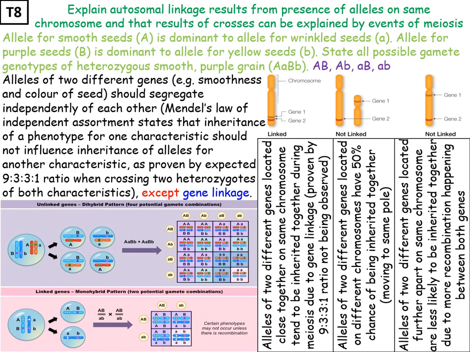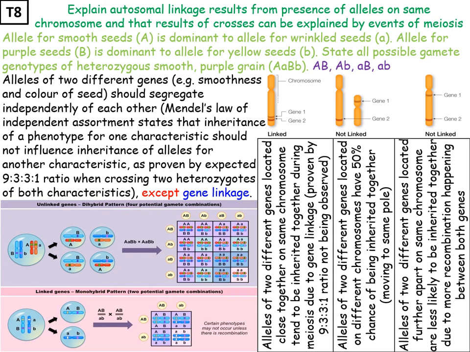If you've got both genes in two different chromosomes, clearly the alleles of two different genes located on different chromosomes have 50% chance of being inherited together, in other words, moving to the same pole. So the first chromosome might move to one of the poles, the second chromosome could move to the same pole or can move to an opposite pole. There's a 50-50 chance, and that will follow Mendel's law of independent assortment. And because it follows it, you would get a 9:3:3:1 ratio in that circumstance. What happens if the alleles of two different genes are located on the same chromosome, but they're a lot further apart?